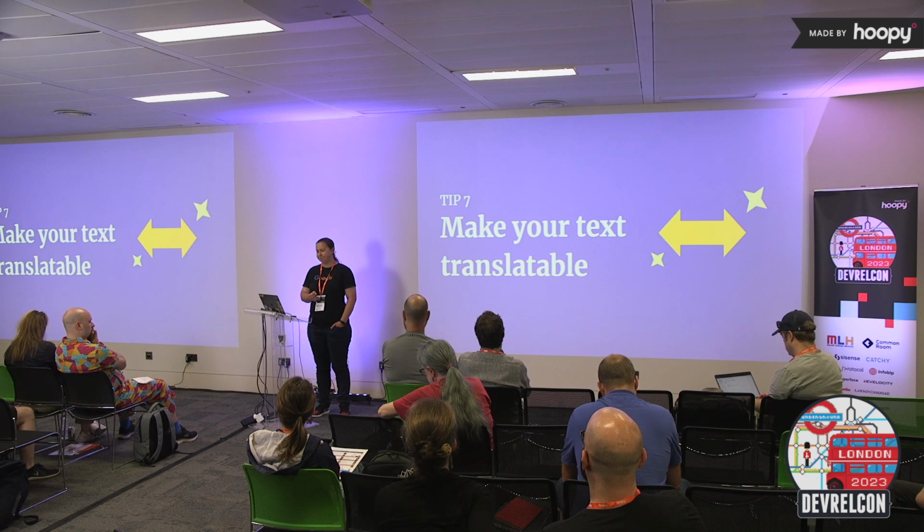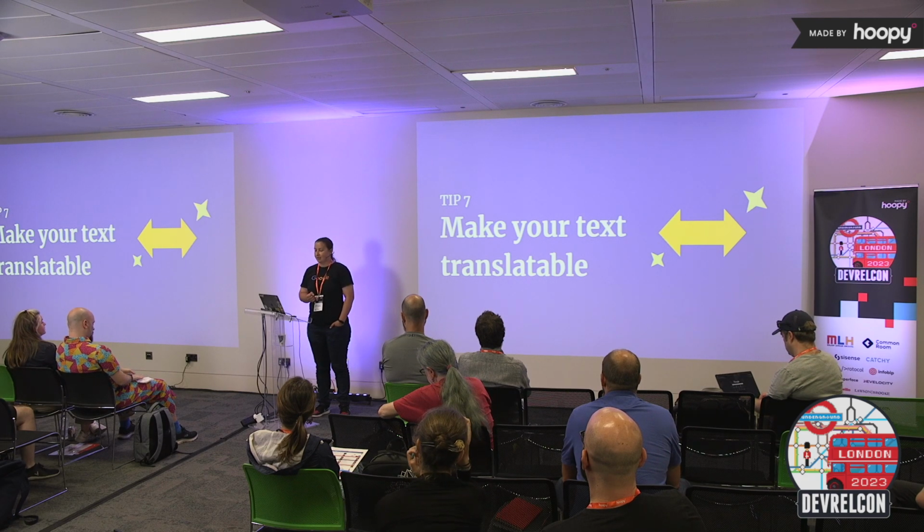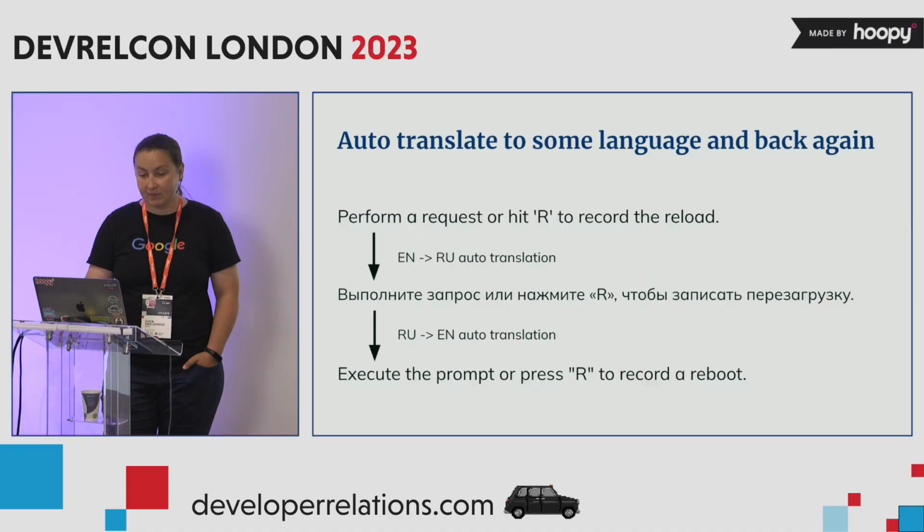Last tip for today, tip number 7, make it translatable. Why is it important for accessibility? Well, imagine the following scenario. You use a screen reader to navigate the web. You're reading, for example, an instruction about the network panel in DevTools. And English isn't your native language. So maybe you're using automatic translation in the Chrome browser for websites.